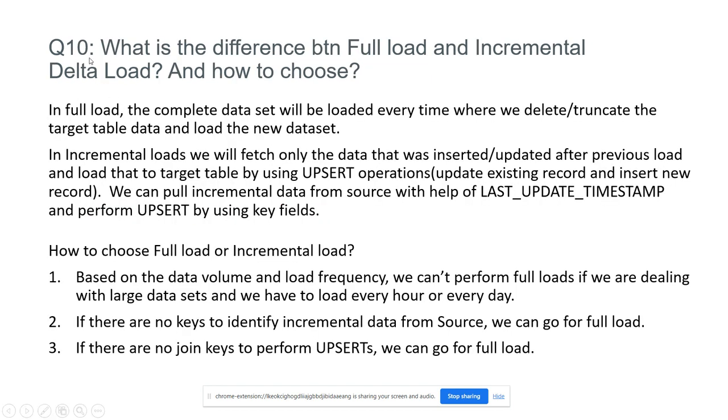So question number 10. What is the difference between full load and incremental delta load, and how do we choose which one to use? The answer is, in full load, the complete data set will be loaded every time, where we delete or truncate the target table data and load the new data set. So we fetch the complete data set and insert it into the target table after deleting the complete data or truncating the table. That is called full load.